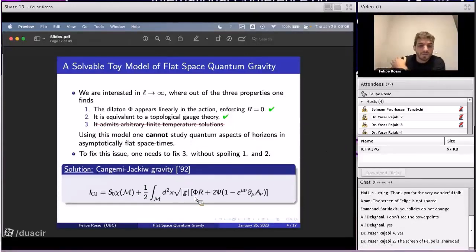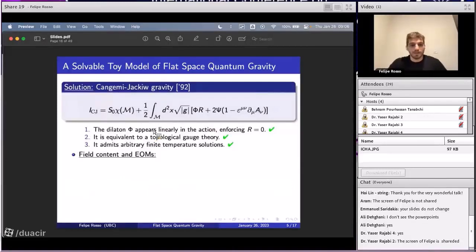Okay, so let's look at this action. First, let's forget about the first term, okay, because it's the same. Then we still have this linear dilaton, okay, phi times R. But apart from this, we see that we have another contribution that comes from another set of fields. We have this psi, okay, that is an additional scalar that has no kinetic term and also appears linearly. And then we have this abelian gauge field A, okay, that, in the way it appears in the action, is a topological gauge field, okay.